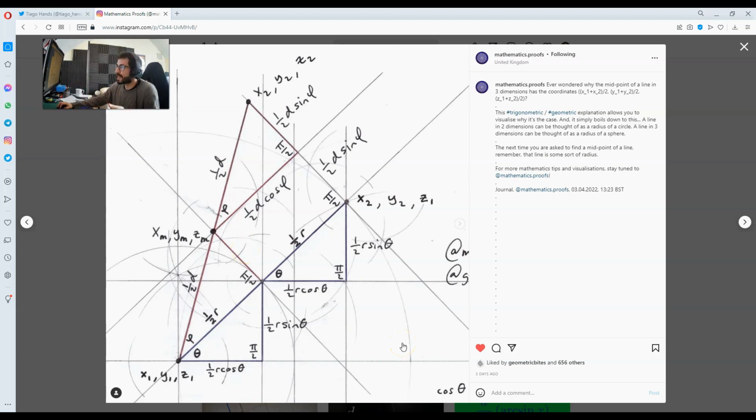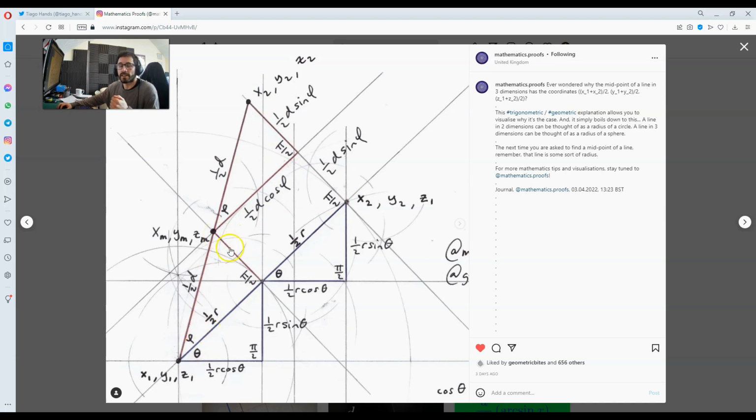So let me explain this diagram carefully. We have 2 right-angled triangles. One is in the Z1 plane, okay, and the other pokes out of the Z1 plane. Okay, and using these 2 right-angled triangles, we're going to be able to specify the midpoint of a line in 3 dimensions.